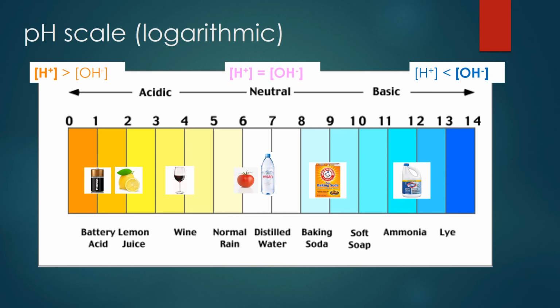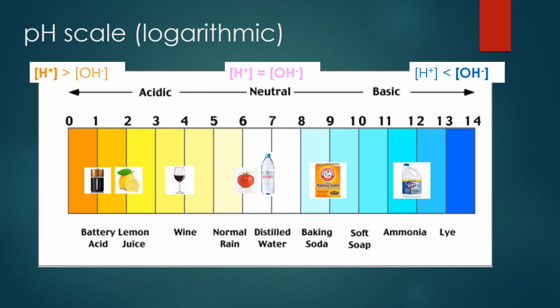Oppositely, a basic solution is one in which a lot of hydrogen ions have been gobbled up, leaving a disproportionate concentration of hydroxide or OH negative ions floating around. And you can see that in this image of the pH scale. What you should remember about this for biology class is that the pH scale is measurable. It gives you a number, and that number tells you whether the solution is neutral, acidic, or basic.